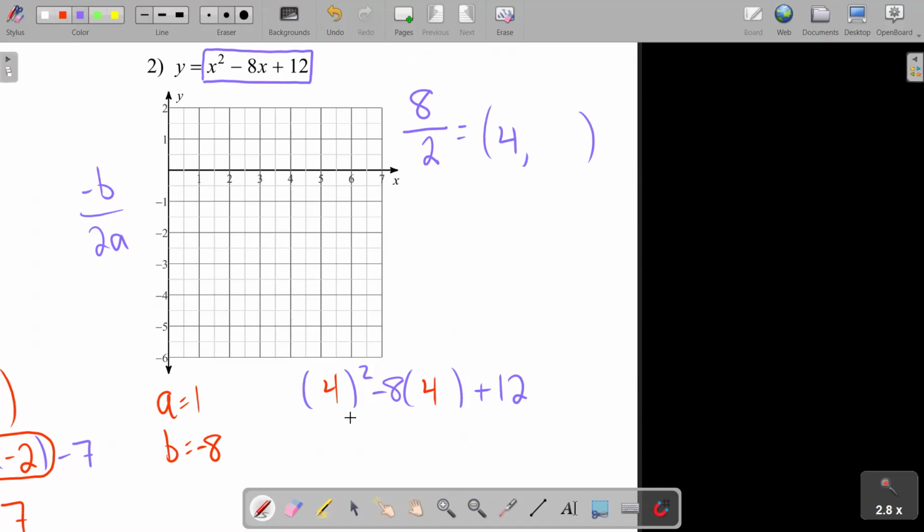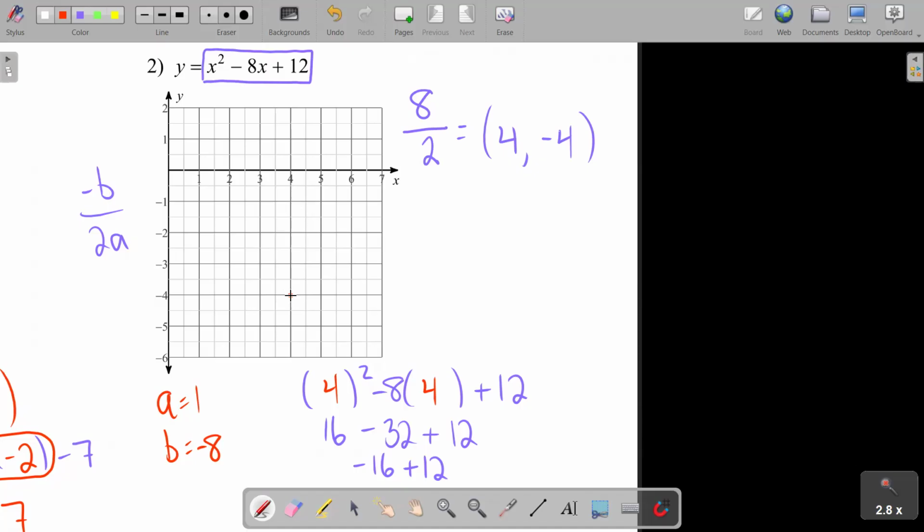Some problems are created a little bit simpler than others. You don't have any weird stuff with negatives going on here. What's 4 squared? 16 minus what's 8 times 4? 32. And then you do have to, as always, I've been saying this all year, be able to do grade school arithmetic. What is 16 minus 32? It's negative 16. And what is negative 16 plus 12? Negative 4. So that's the vertex. We did it. And so we're going to go to that point and we're going to make a dot. So how do I get to the point 4, negative 4? Right.